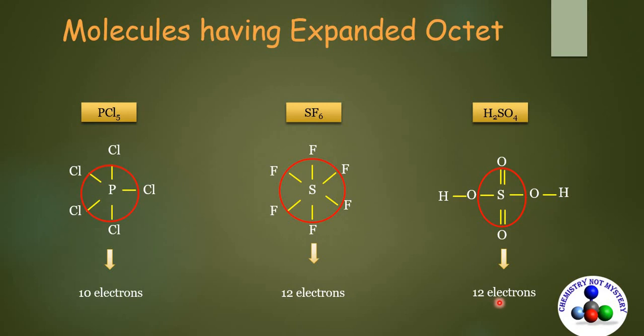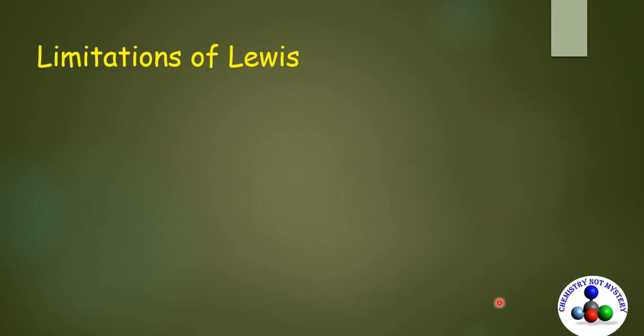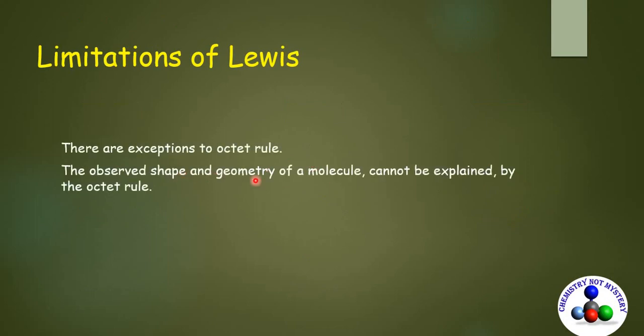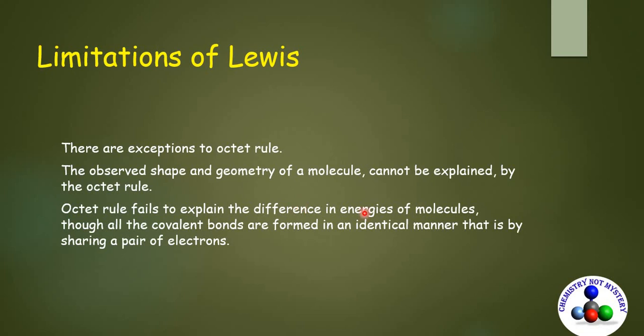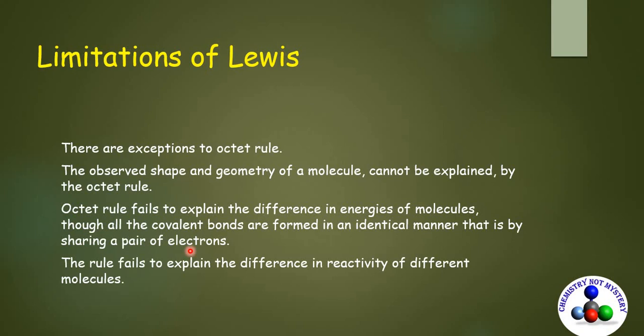With so many exceptions, Lewis theory has some limitations too. There are exceptions to the octet rule. The observed shape and geometry of the molecule cannot be explained by the octet rule. The octet rule fails to explain the difference in energies of molecules, though all the covalent bonds are formed in an identical manner, that is by the sharing of electrons. This rule fails to explain the difference in reactivities of different molecules.